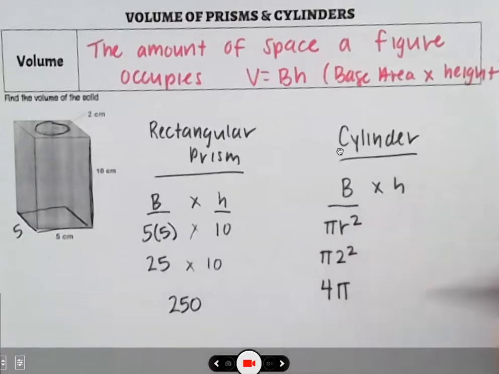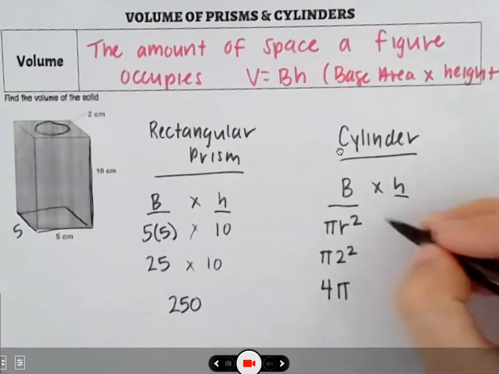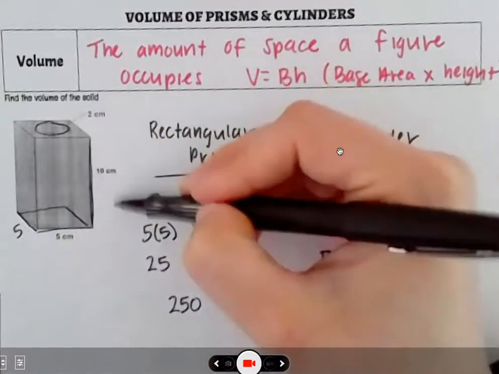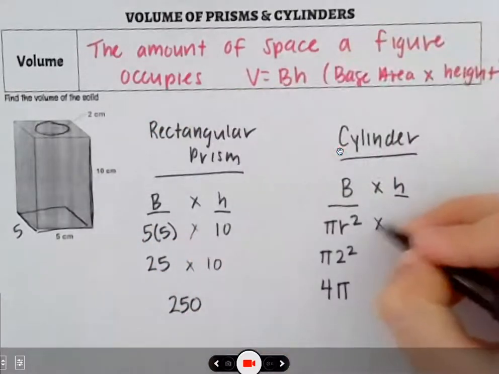Now let's just leave this sit for a second. Now let's go over to the height of our cylinder. Well, how tall is this cylinder? Our cylinder is also 10 centimeters, so times 10.